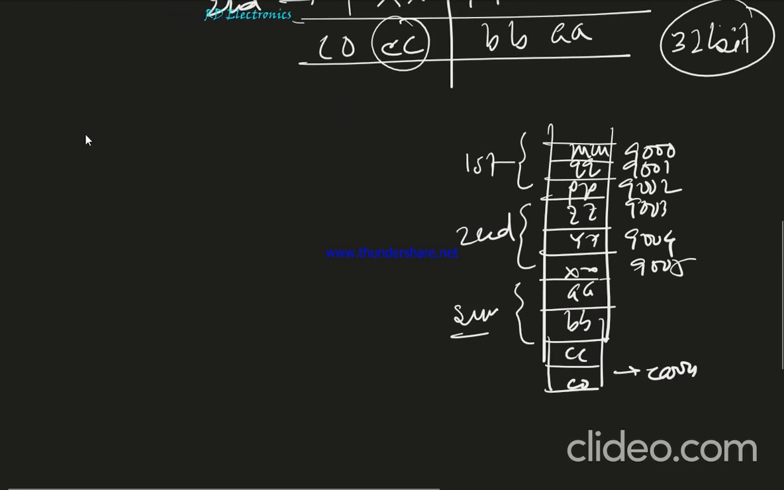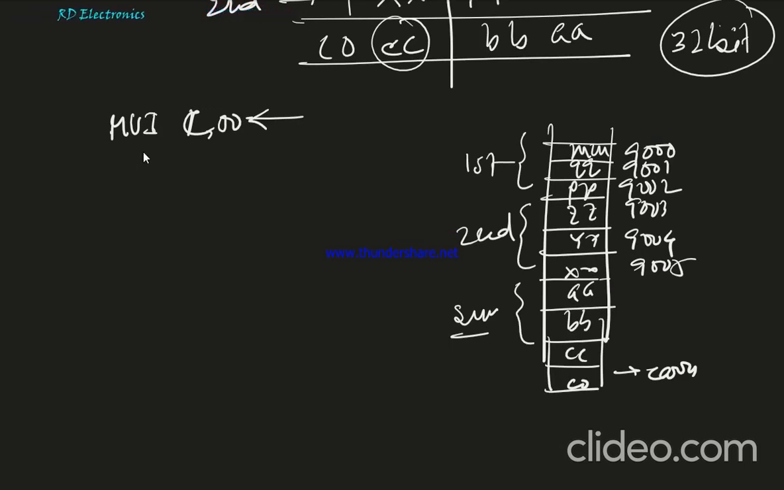So first we store MVI C equal to 00. This is initialization, 00 for the carry generation method. This is very important. Okay, so now our next task is to load the number appropriately by using the LHLD instruction. So LHLD 9000 and exchange this value to the D pair.